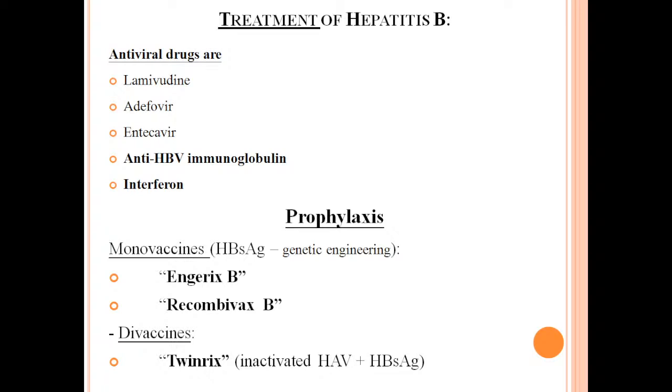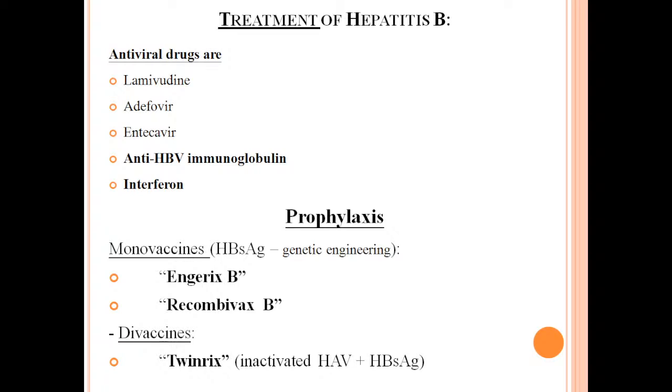Injection of anti-HBV immunoglobulin and interferon also showed their effectiveness. Immunoglobulin against hepatitis B virus and interferon is a non-specific protein cytokine, interferon alpha, that inhibits viral replication.